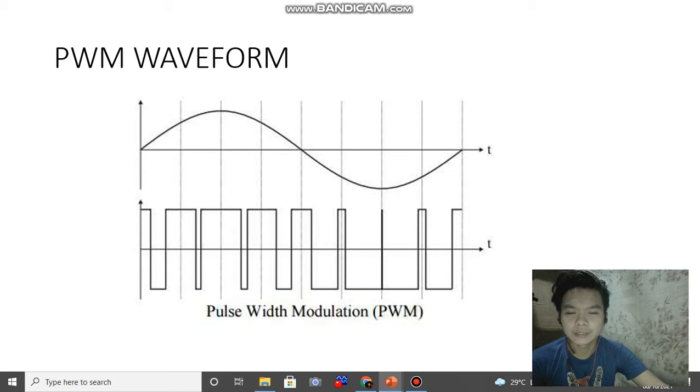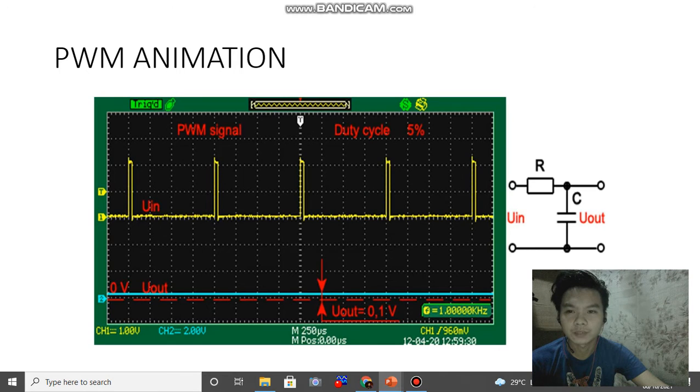Pulse width modulation waveform. So guys, this is the pulse width modulation waveform. Pulse width modulation animation. So the pulse width animation shows that as the input signal increases, the width of the signal also increases. Same if the input signal decreases, the width of the signal also decreases.